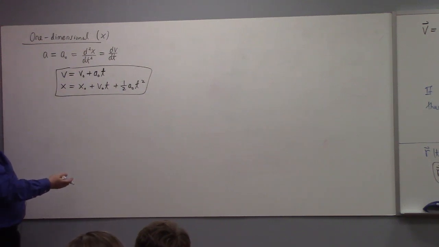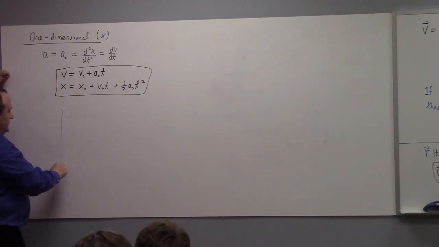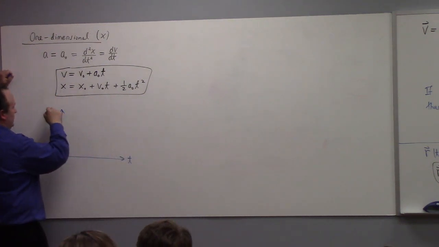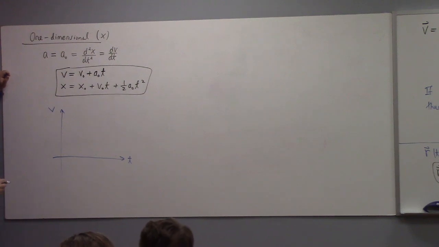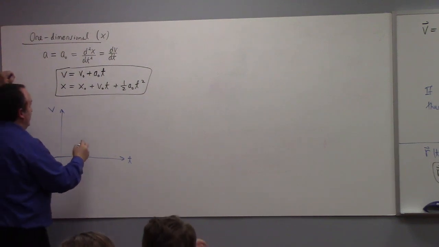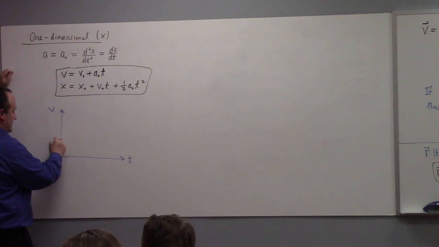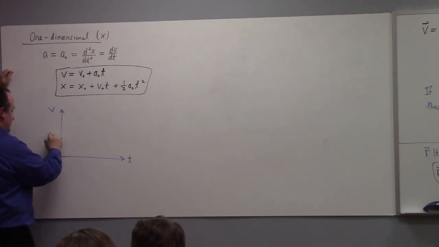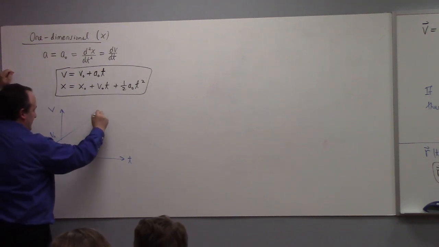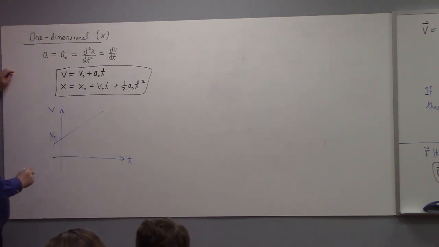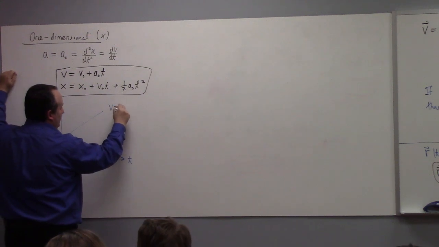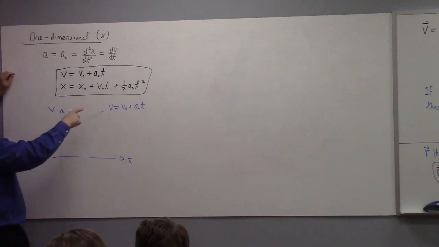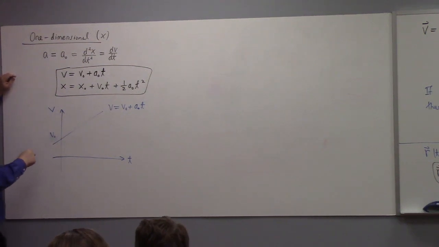So check this out. There's a bunch of different things we can say about one-dimensional motion with constant acceleration, right? One thing is if we draw a graph of time versus velocity, that's pretty nice. The initial velocity is v naught, and if we're talking about positive acceleration, then the graph looks something like this. This is v naught plus a naught t. So the slope of that line would be the acceleration, right?